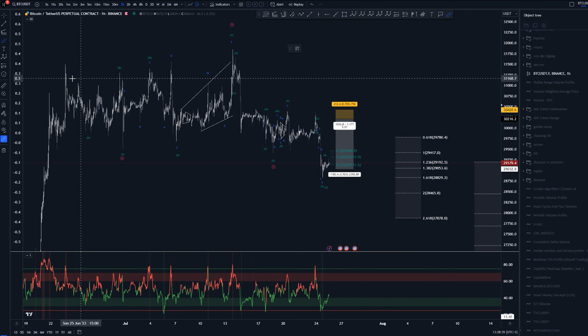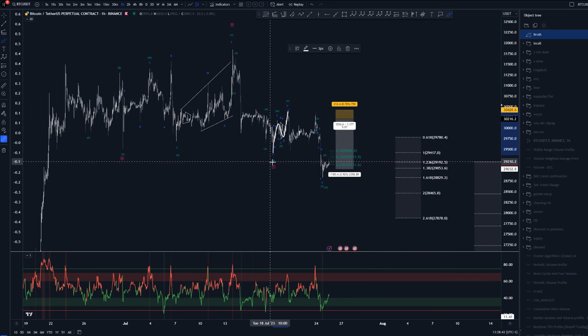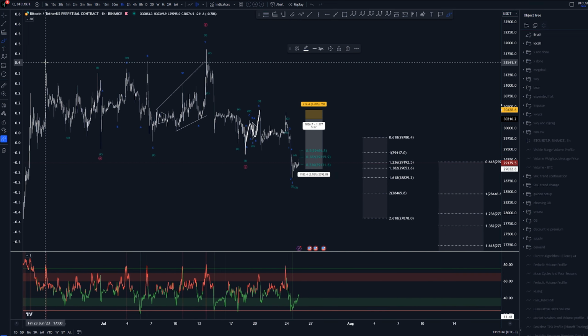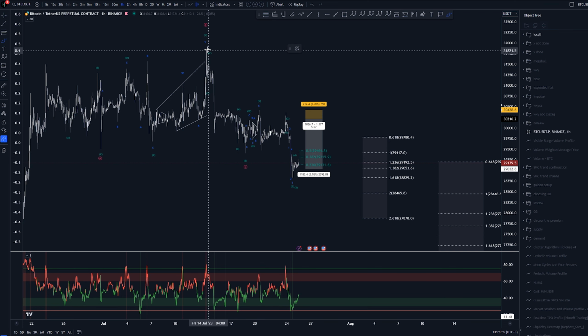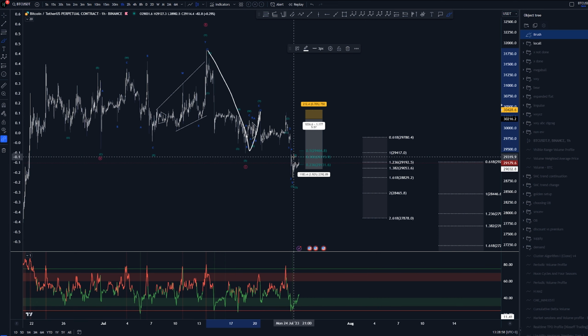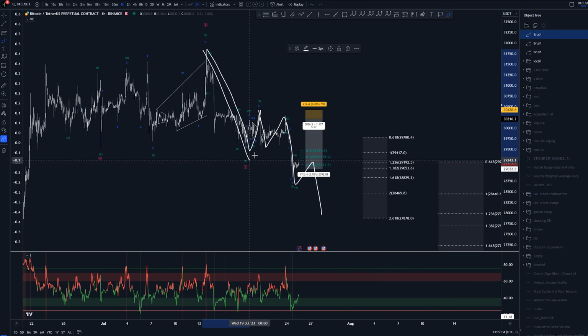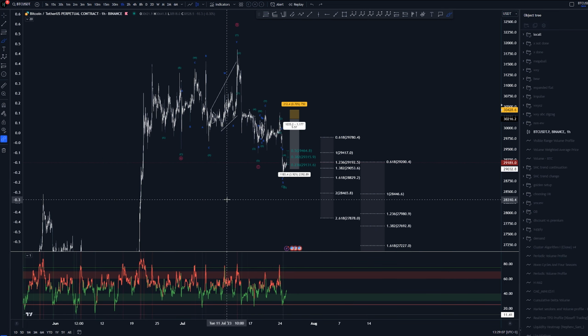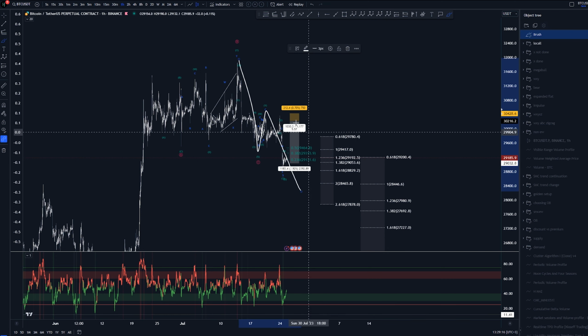This being an ABC was a potential. However, if we are creating this as some kind of three wave, I don't know what this three wave could be part of. It for sure is not correcting this whole move. So I feel like it has to be correcting this move. 32 was hit. So maybe this is the first structure here, and we would be getting 1, 2, 3, 4, 5 to create some kind of ABC here. I'm not sure how that originally fits into the idea, but of course this could become a WXY, where this last leg would be an ABC.